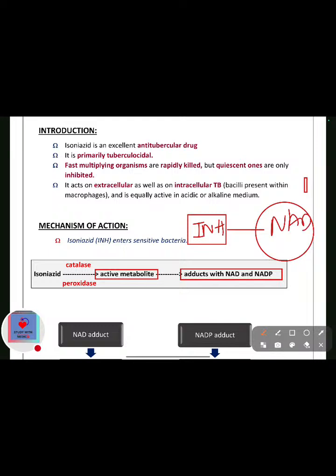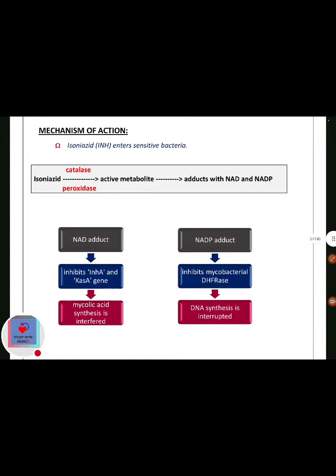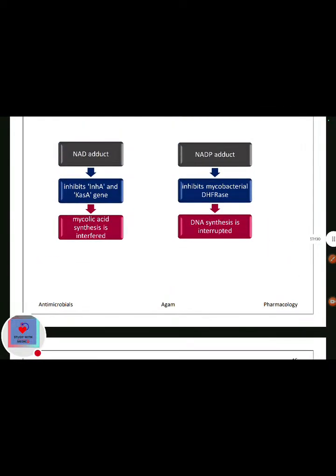So this adduct inhibits INHA. INHA is an enzyme in mycobacterium which is involved in the synthesis of mycolic acid, and this adduct is a slow tight binding inhibitor of INHA. So what will happen if INHA is inhibited? If INHA is inhibited, mycolic acid synthesis will not take place.